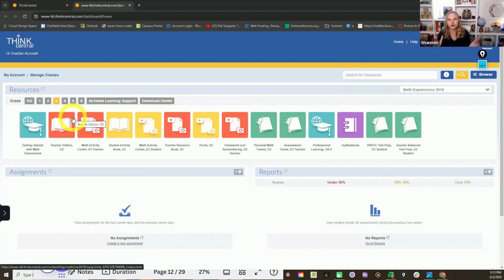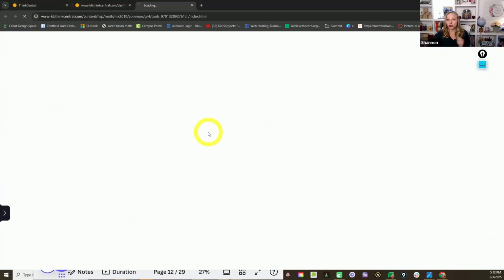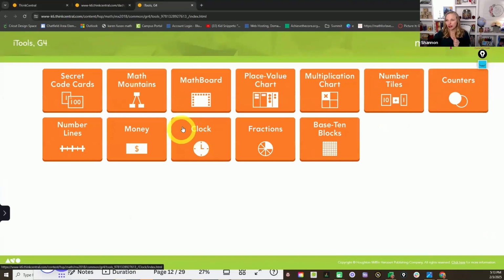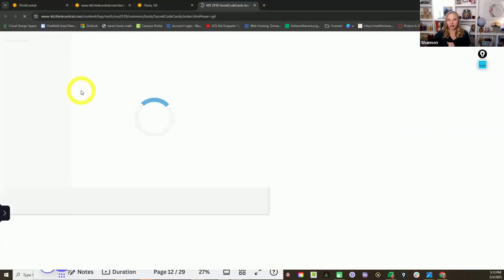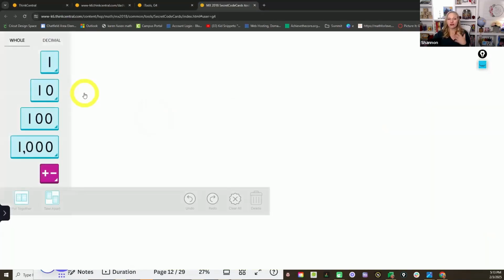They're learning a brand new number system. They need manipulatives. They need play money. They need the hundredth bars, the hundredth grids, and they need their secret code cards. So if you're on Think Central, you're going to go to your secret code cards. I'm going to go to 4th grade as my start. I'm going to go to the iTools. The new iTools in 2018 are way better. I'm going to go to my secret code cards. My students should have their own set of whole numbers. They should have their own set of decimal secret code cards. If they don't, you can go to the teacher resource book and print those off.